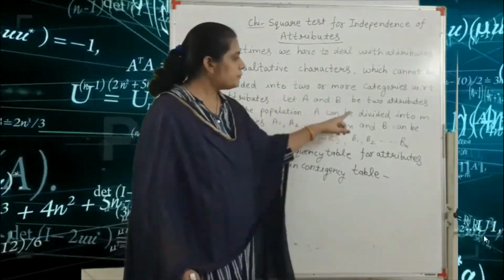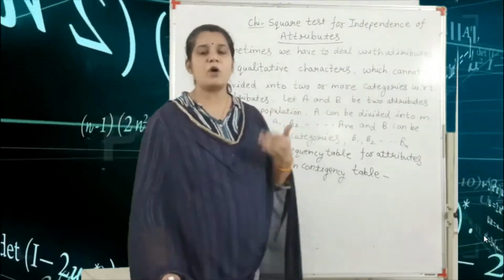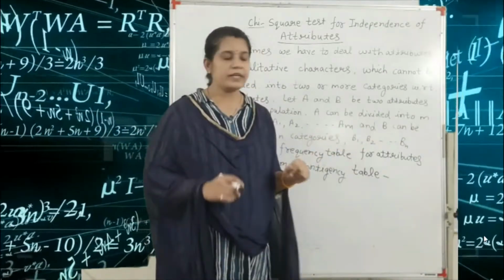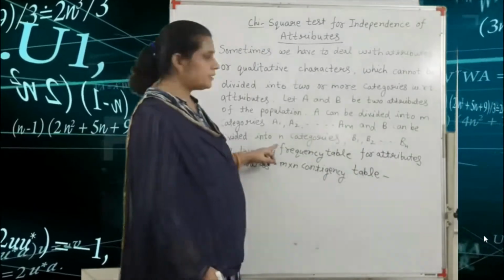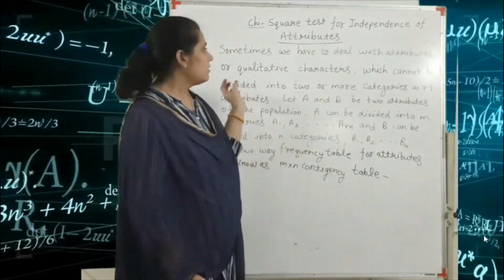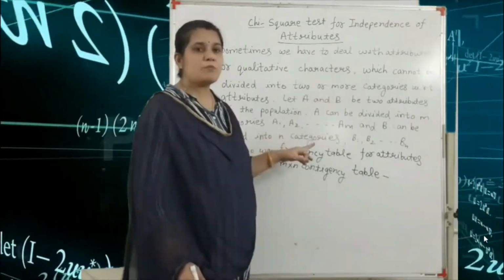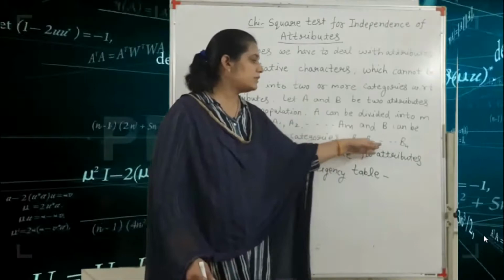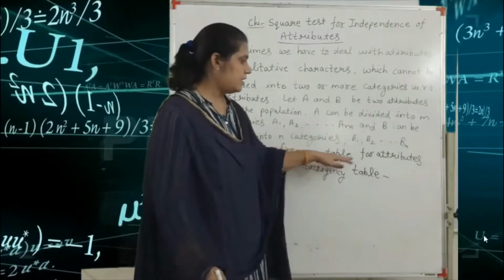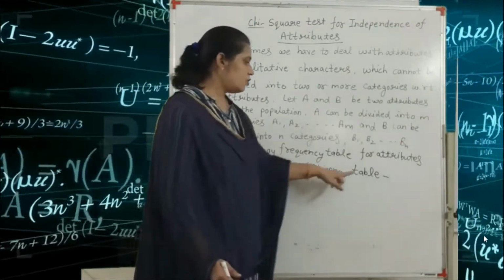A can be divided into small m categories, for example A1, A2 up to Am. And capital B can be divided into small n categories, that is B1, B2 up to Bn. A and B are attributes, qualitative characters. This two-way frequency table for attributes is known as an m by n contingency table.